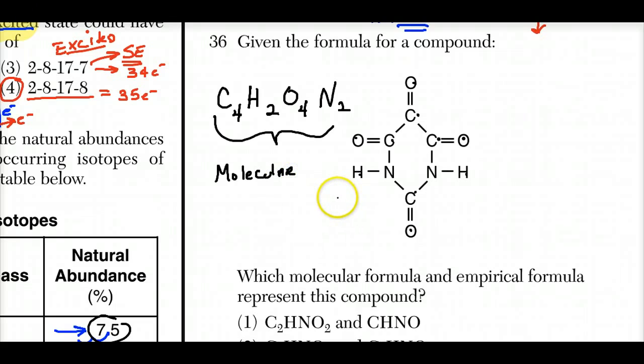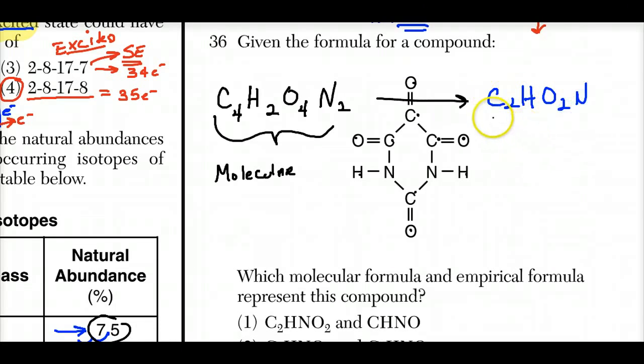Now, the empirical is the lowest ratio, so let's reduce this. That would go from this to C2H1O2N. That's the lowest whole number ratio. That's the empirical. All I did was divide everything by 2 because they could be split in half. I just went to the lowest ratio.